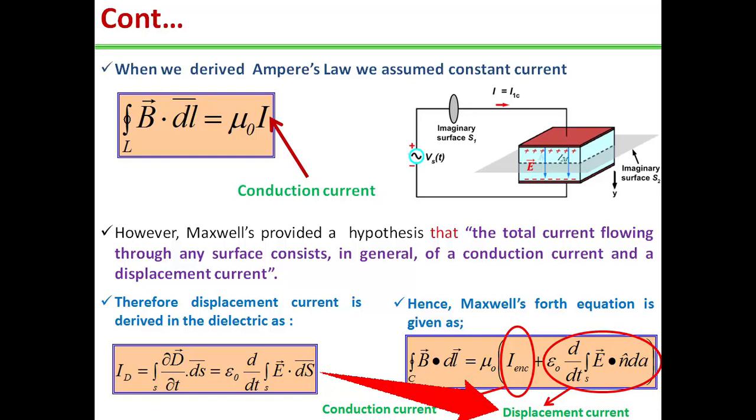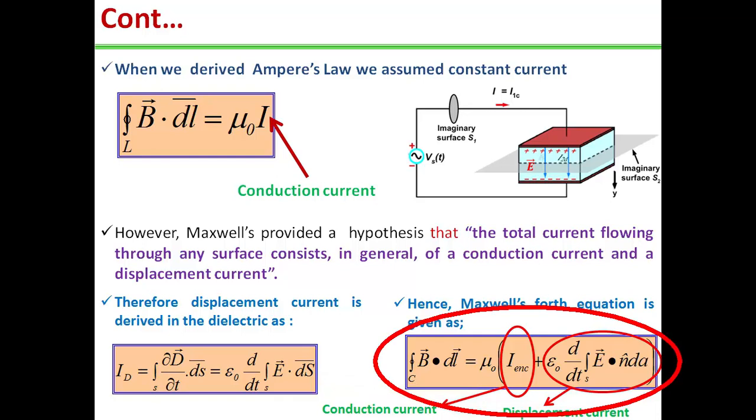as displacement current. Thus the Ampere-Maxwell law can be written as the closed integral over contour C of B dot dl is equal to mu naught times the bracket I_enc plus epsilon naught d/dt of the surface integral of E dot n cap dA. This is the fourth equation of Maxwell in the integral form.